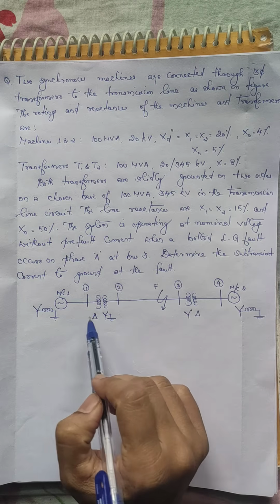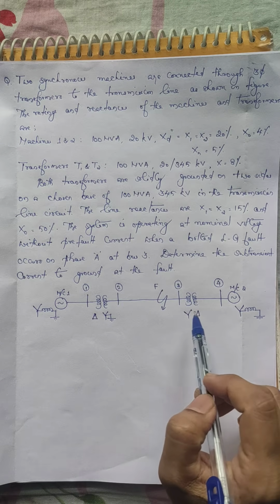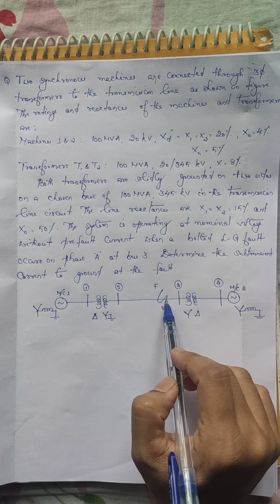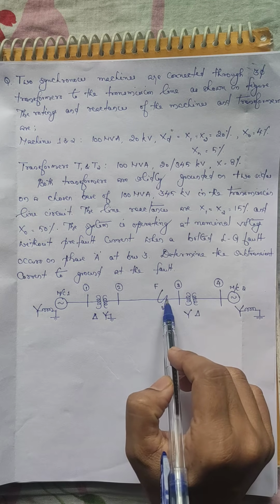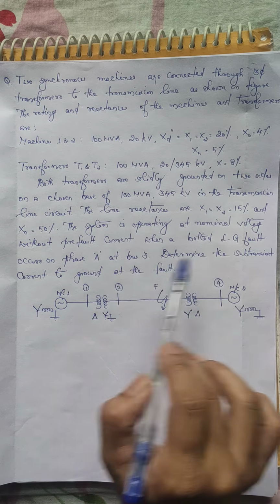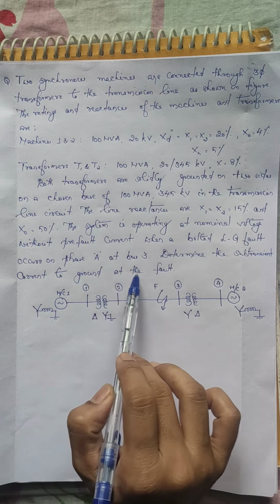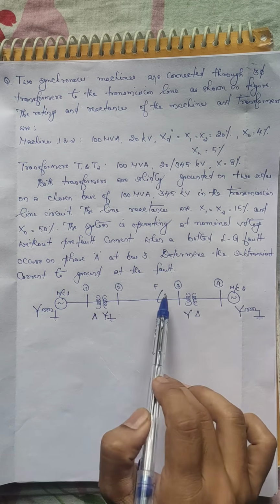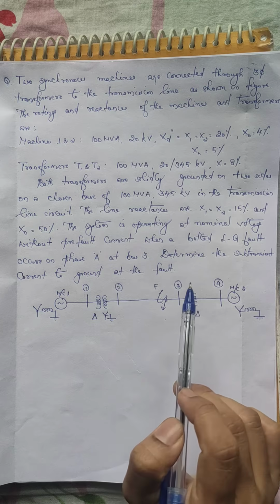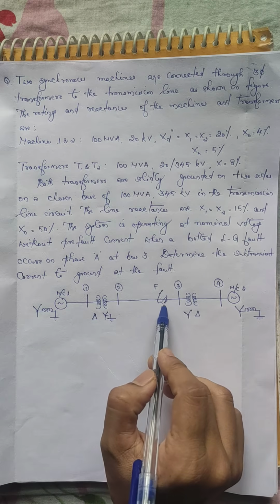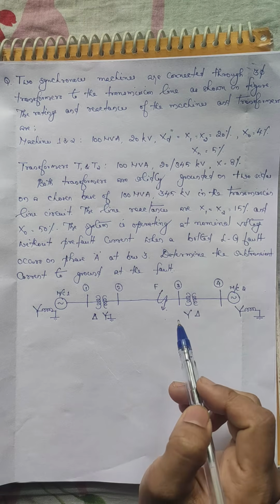So we have a power system network like this, and a single line to ground fault is occurring on the transmission line at this particular point, and we have to calculate the subtransient current to ground at the fault, which is nothing but the fault current flowing towards the ground through the fault point. So we have to calculate the fault current in this particular case.